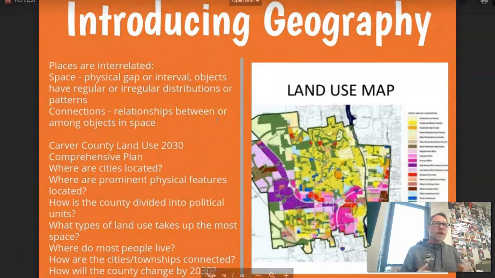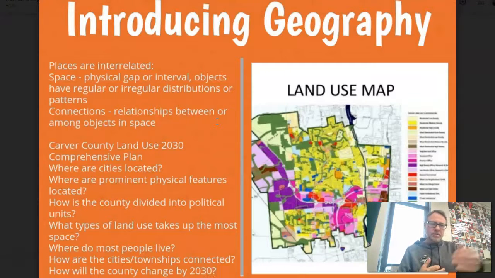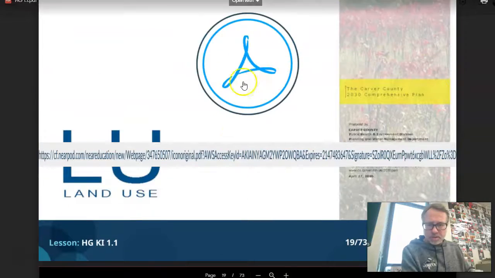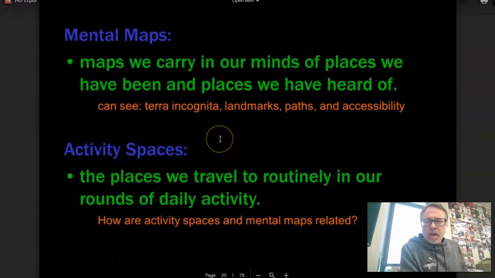There's all kinds of ways in which geographic information is used. One of those ways is to forecast demographic change. And so the Carver County government came up with this land use map to show how land might be used and changed in its use as population grows in the future. So that's what this map takes a look at. You can access the map right there.